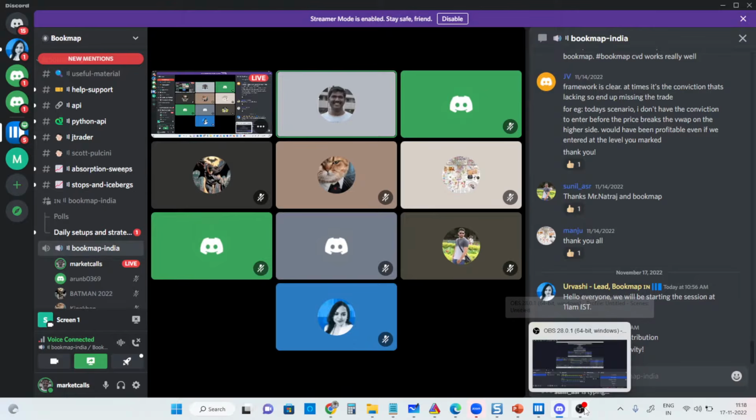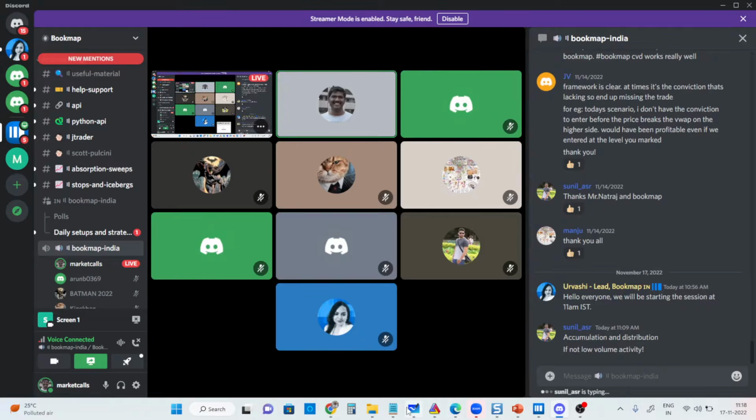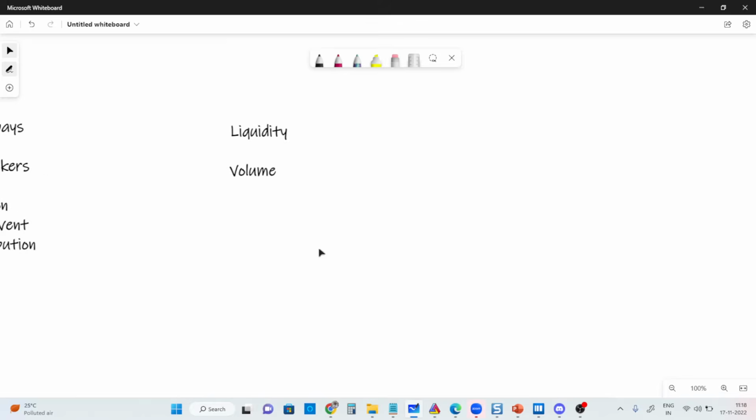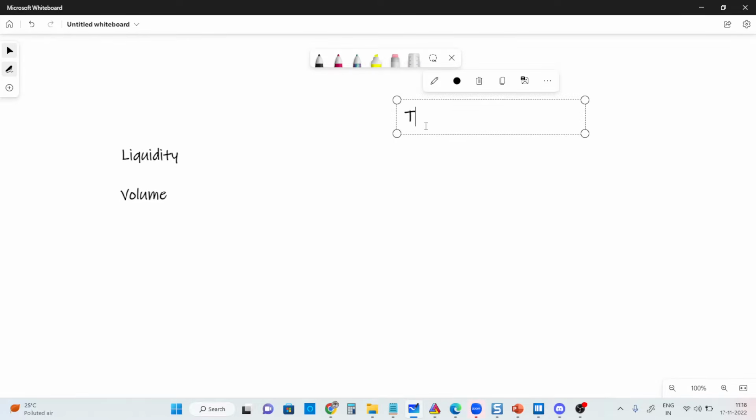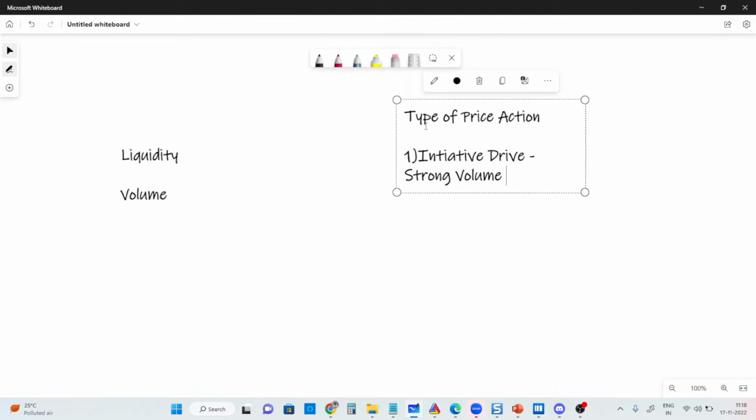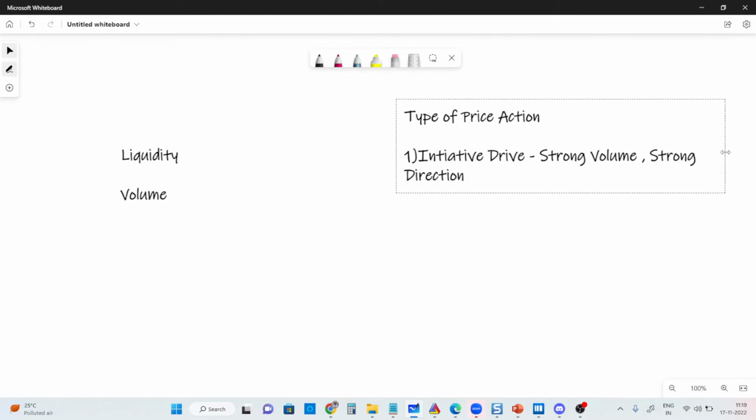We can classify any kind of price action into three different categories. Number one type of price action is initiative drive. Initiative price action usually happens with strong volume, strong direction, strong upside or strong downside. So here, remember, I'm talking only about the volume activity.